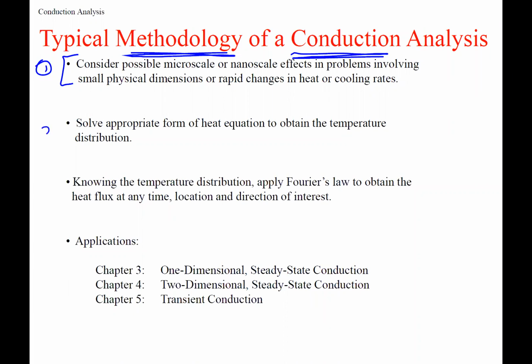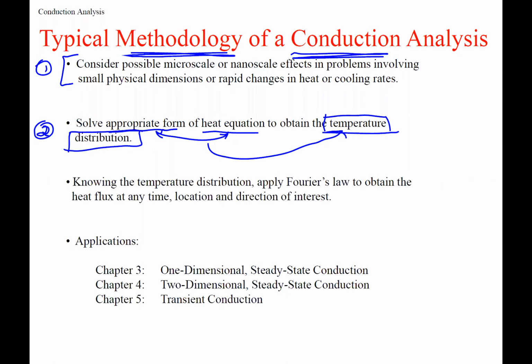But then step two is the appropriate form of the heat equation. So is it Cartesian? Is it a cylindrical problem? Is it spherical? We just pick which coordinate system makes it easy to solve, right? And then we're using that heat equation to ultimately get the temperature distribution. Okay, so that is the ultimate goal, the usefulness of that heat equation, to get the temperature distribution.